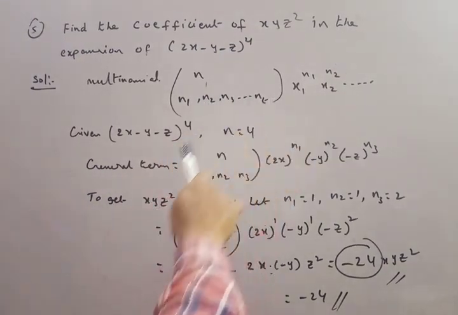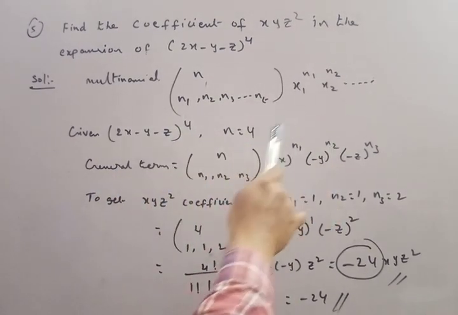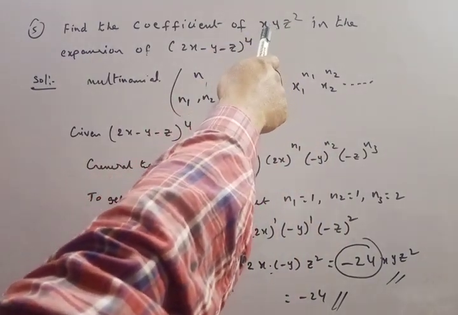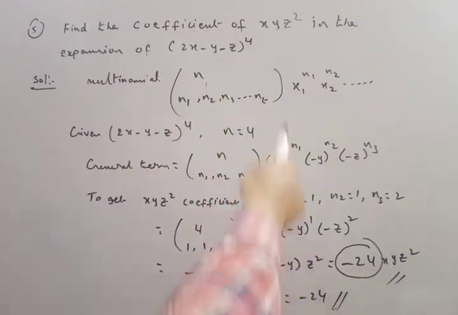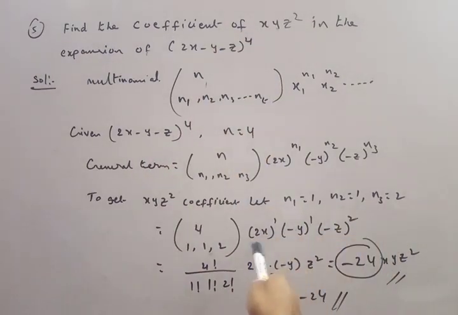Multinomial expansion, then we write the general term. So this is x1, x2, x3. If he gives more, then you take x4, x5 like that. So see the powers of the coefficient term, then take the n1, n2, n3 according to that, substitute, and you will get the answer. Okay.